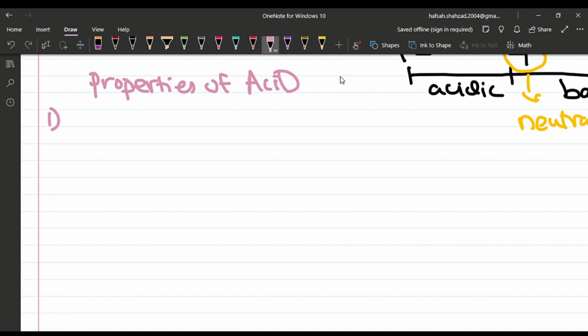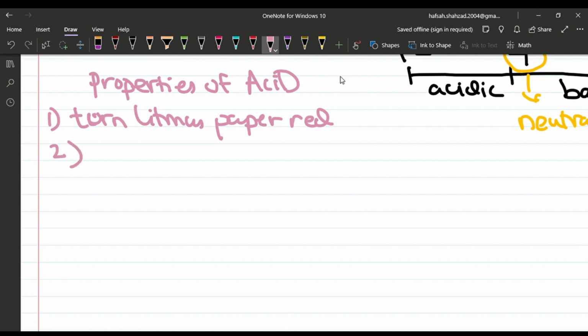So properties of acid include: they turn litmus paper red. Litmus paper is a universal indicator. It's a way of checking if a compound is acidic or basic. So for instance, acid turns litmus paper red. Basic compounds, on the other hand, turn litmus paper blue. So a compound that turns litmus paper red would be known as an acid.